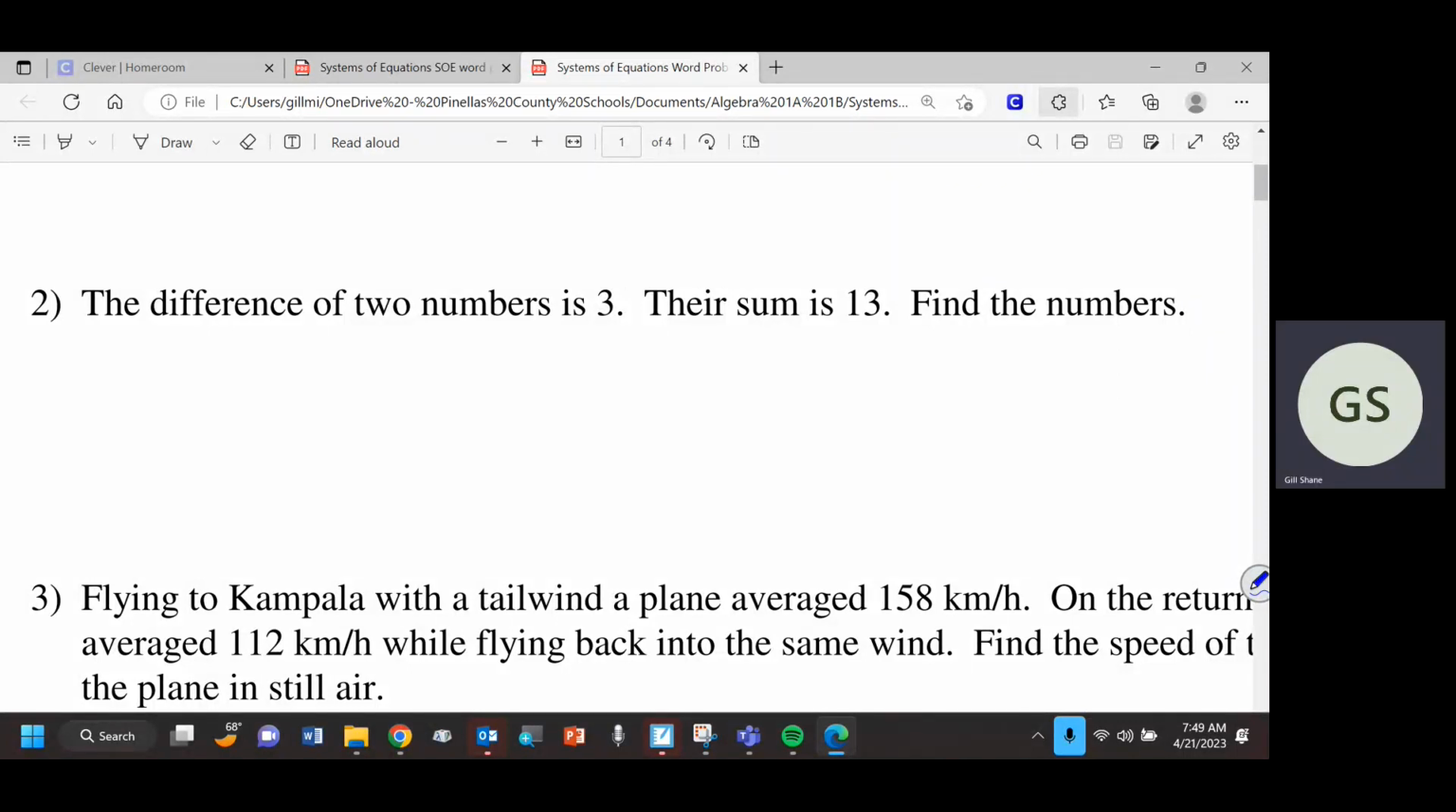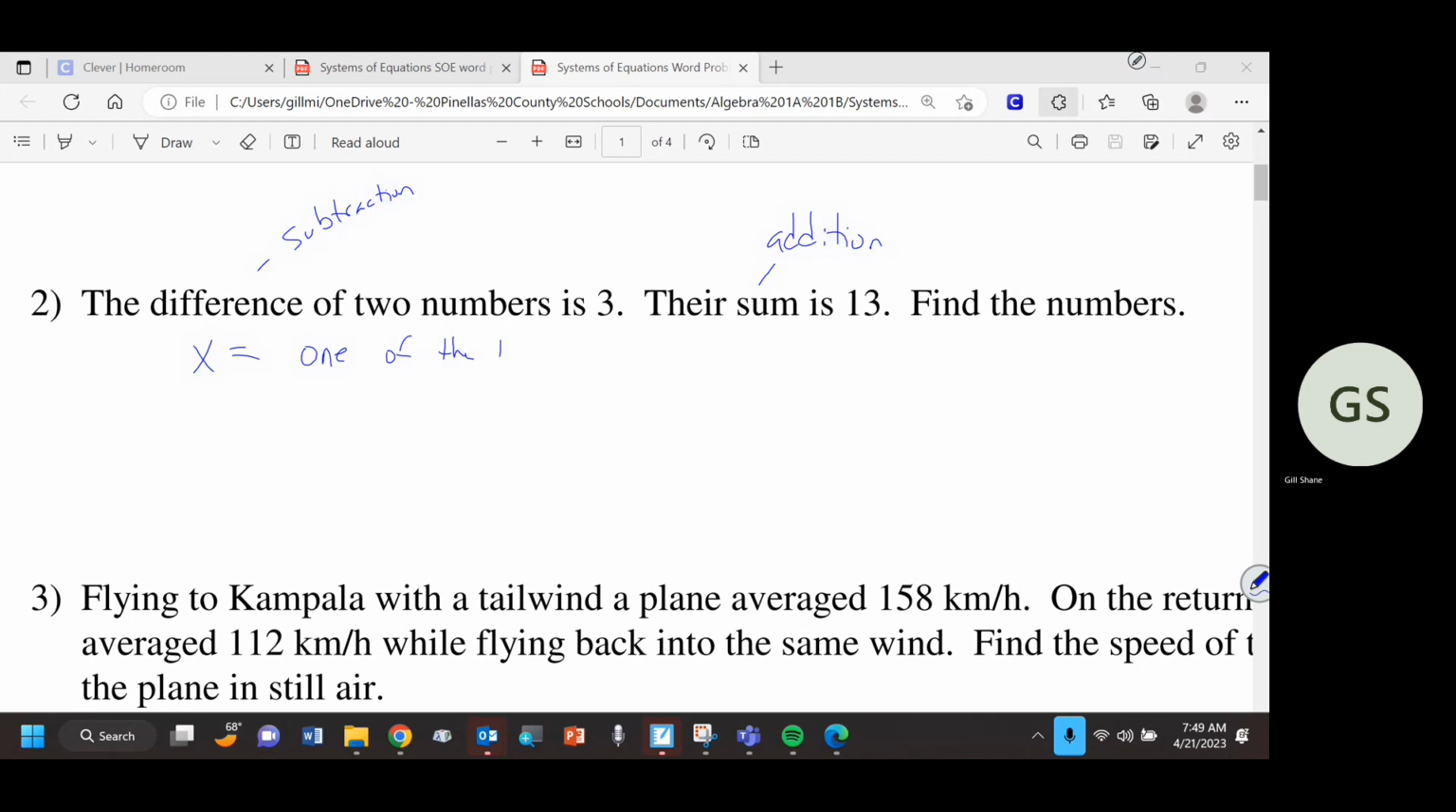All right, so again, sum means addition. Difference means subtraction. You've got to know that. Variables would stand for what? Well, they're unknown, but we're going to assign some meaning to them. So, yeah, just one of the numbers. Again, if I don't tell you x has to be the bigger number, then you can just say one of the numbers. And y would be the other number. Same exact thing we just did.